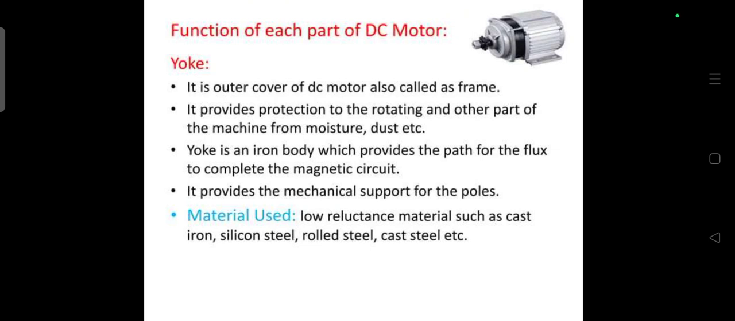Then the material used: the yoke is made up of cast iron or silicon steel or rolled steel or cast steel, etc.